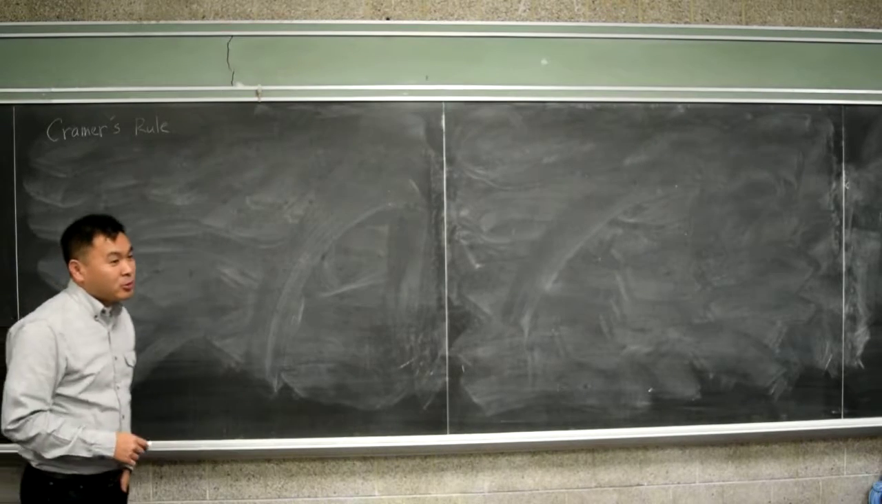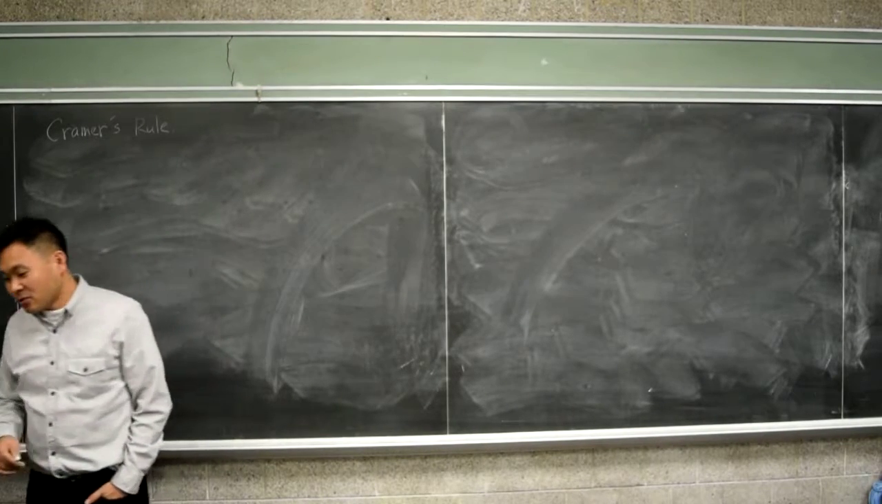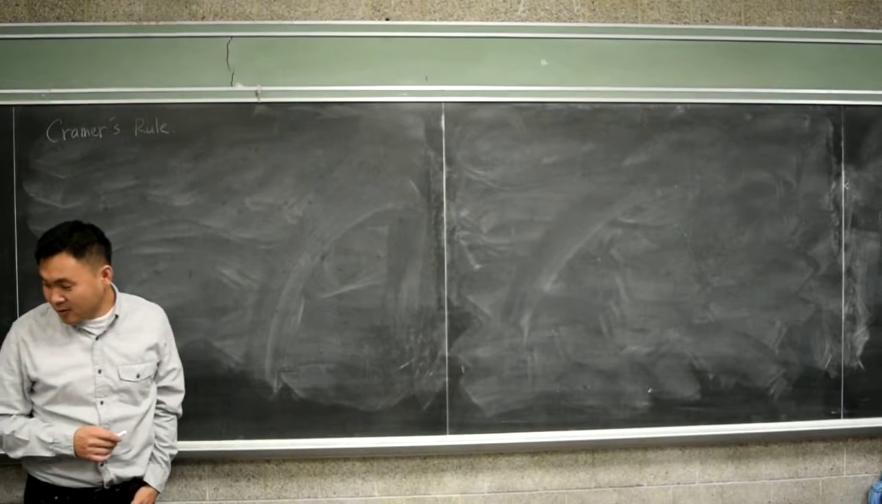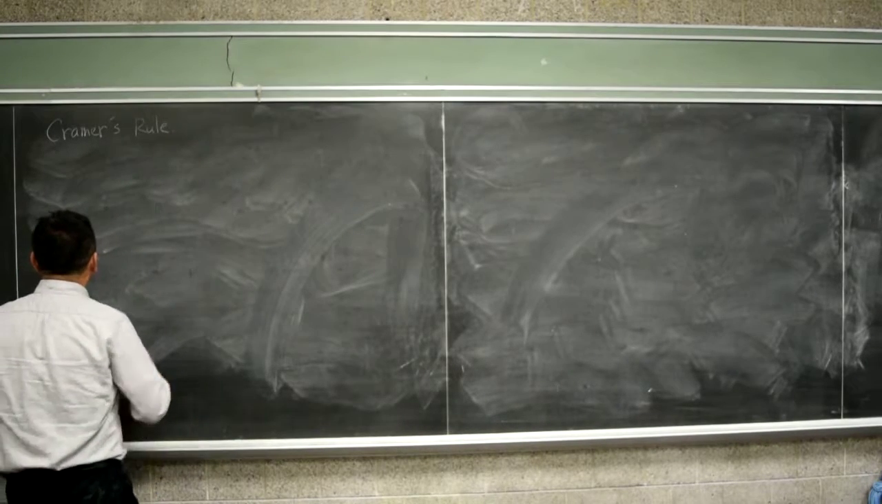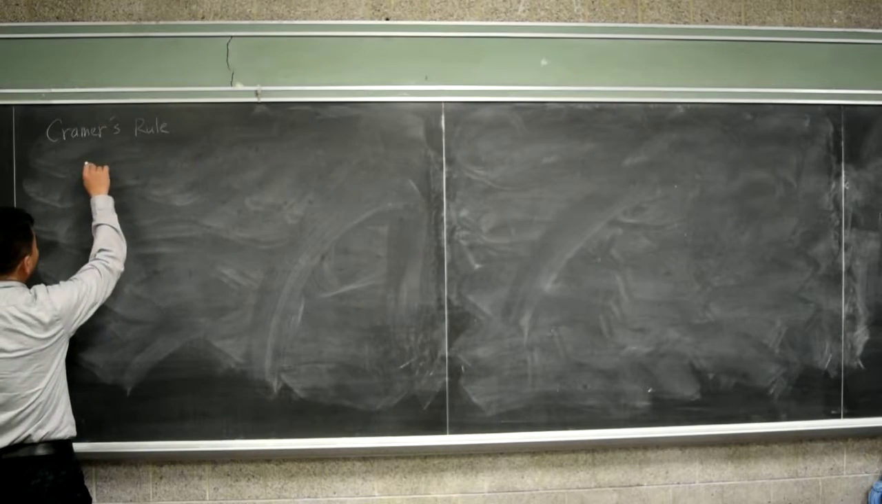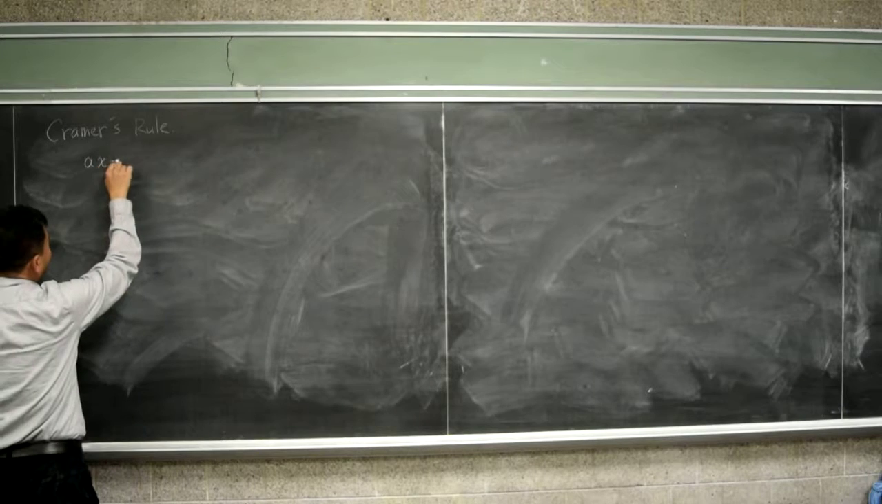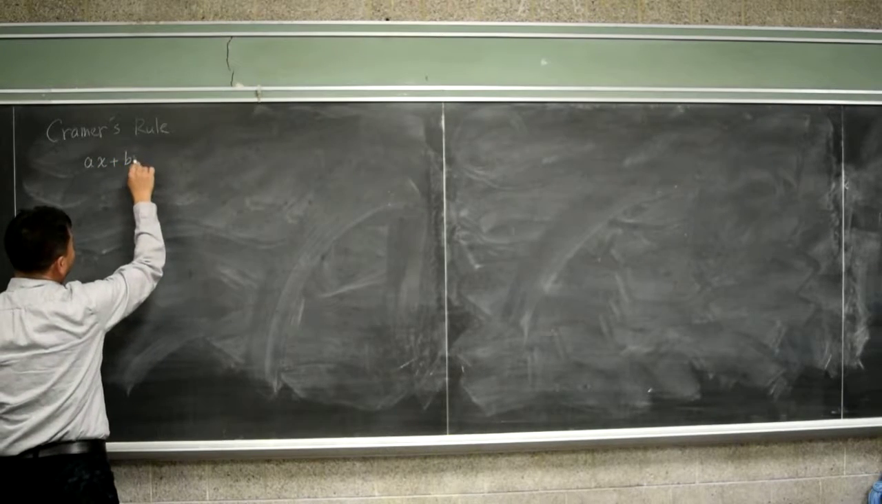All right, let me speak about Cramer's Rule, which is something every engineer should know. What rule? Cramer's Rule. Now let's go back to the system of equations. I'll be very abstract, using variables rather than a concrete example.